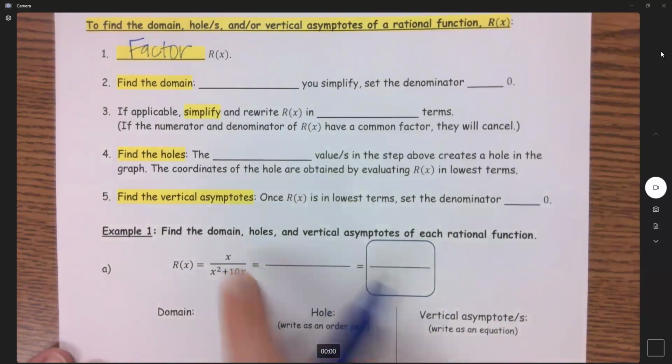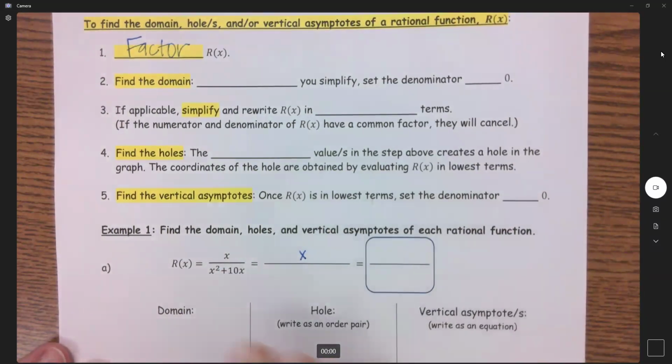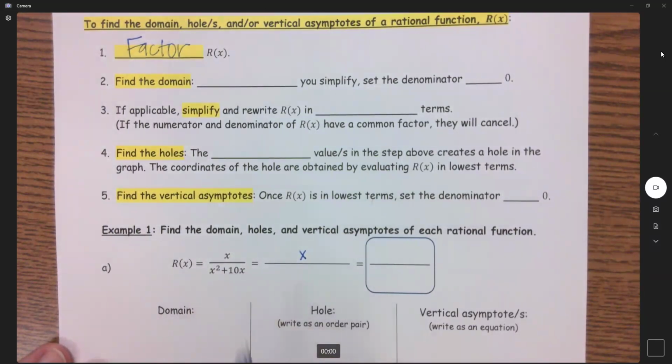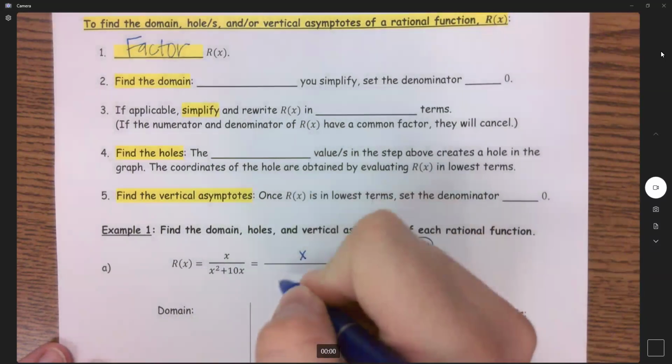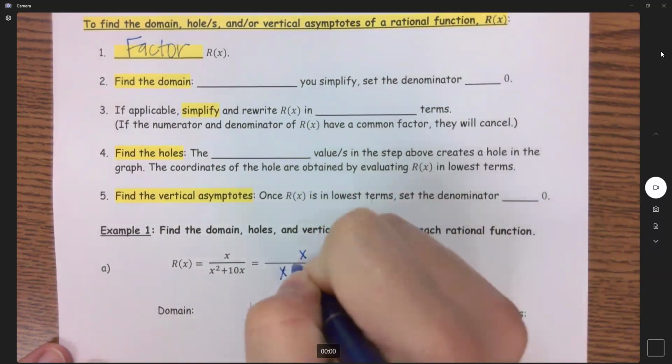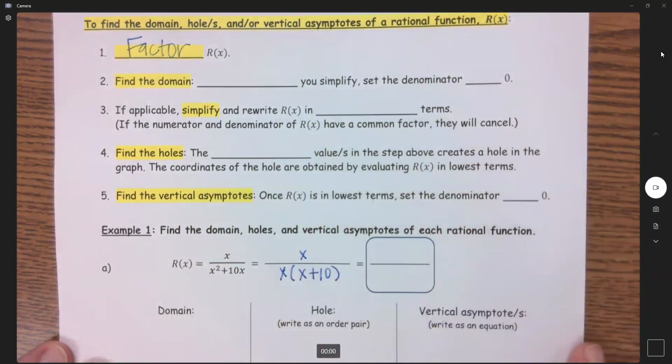I can't factor the top here. It's just x, so it's going to come over here with me. But in the bottom, we have a binomial. And because both of these have an x in it, I'm going to take my GCF out of x. So we get x plus 10.